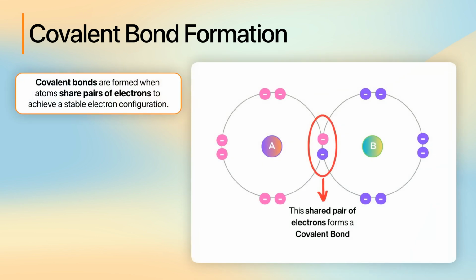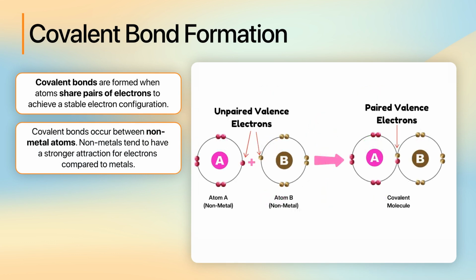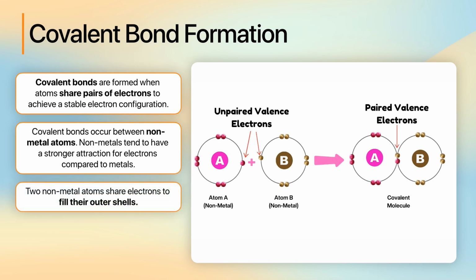Covalent bonds are formed when atoms share pairs of electrons to achieve a stable electron configuration. Typically, covalent bonds occur between non-metal atoms. Non-metals tend to have a stronger attraction for electrons compared to metals. When two non-metal atoms come close together, neither atom fully donates or accepts electrons. Instead, they share electrons to fill their outer shells.